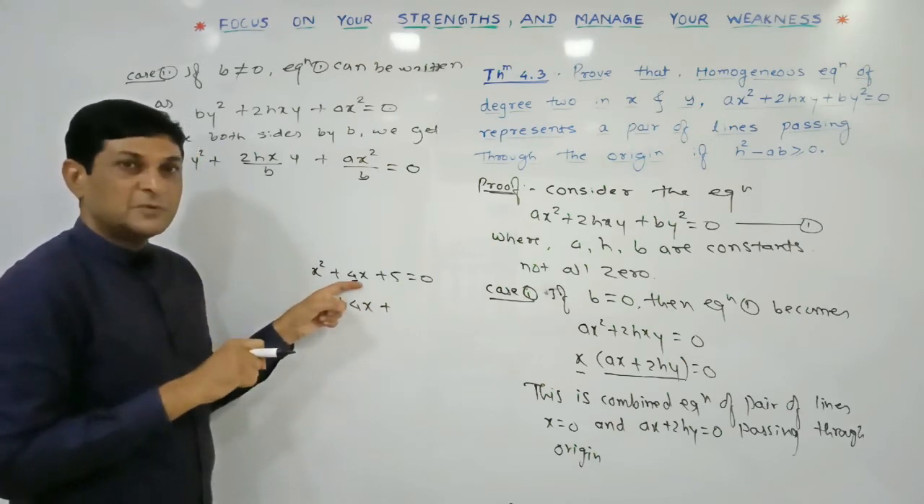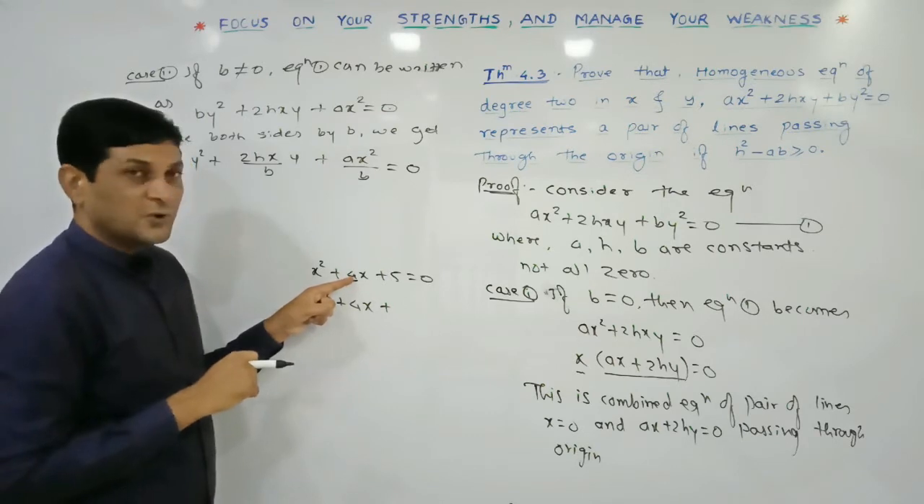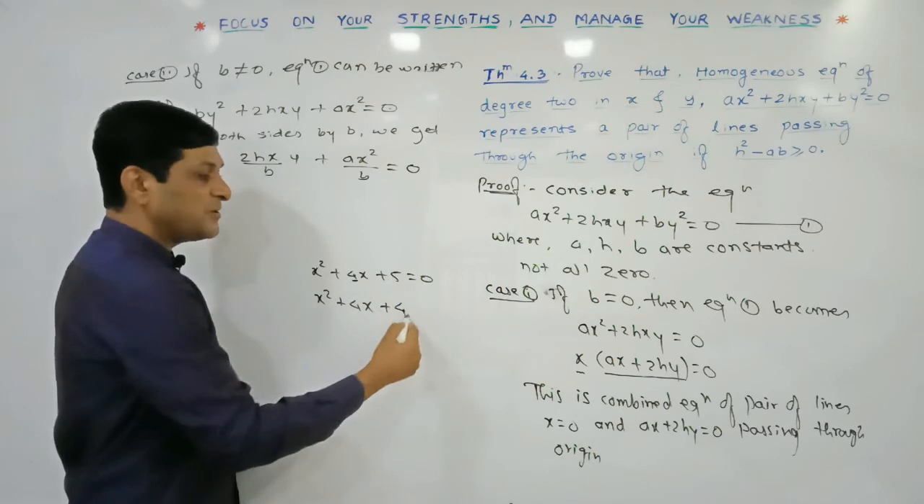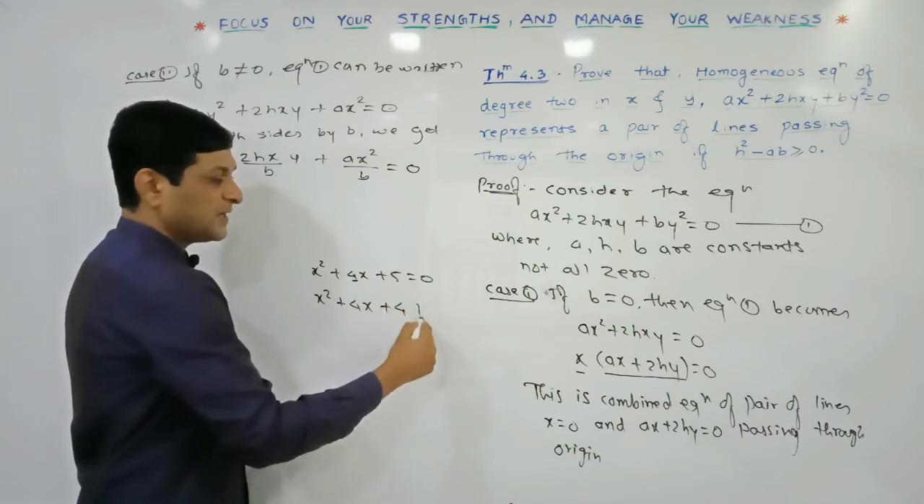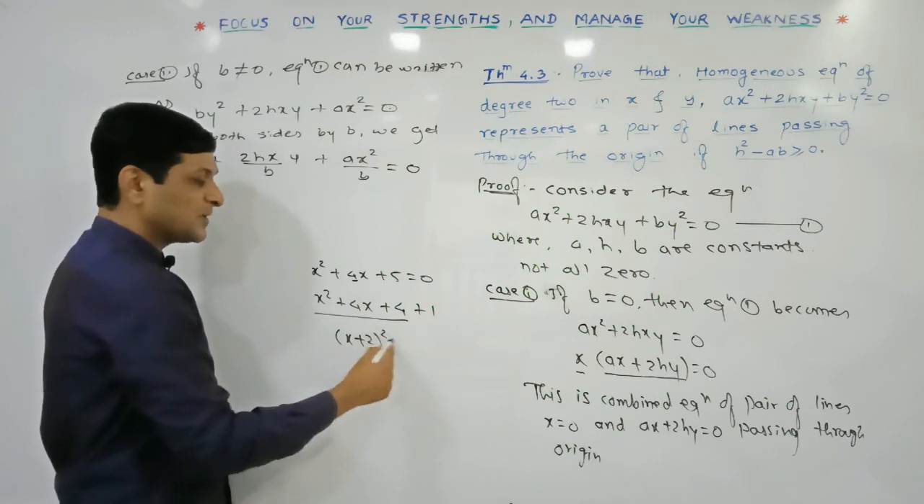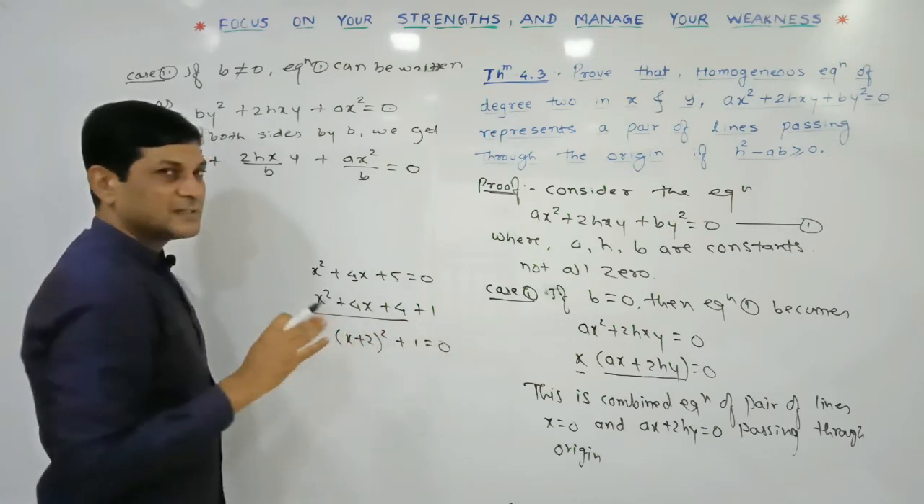Means half of the coefficient of middle term. What is the coefficient of middle term? 4. What will be its half? 2. And what will be the square of 2? 4. So this 5 can be written as 4 plus 1. Now if you observe these three terms, can I say that it is the value of (x plus 2) whole bracket square, isn't it? So in this way we have completed the square.